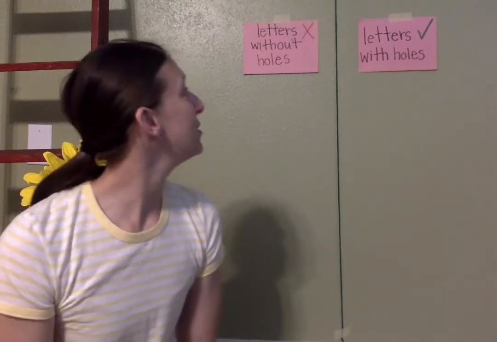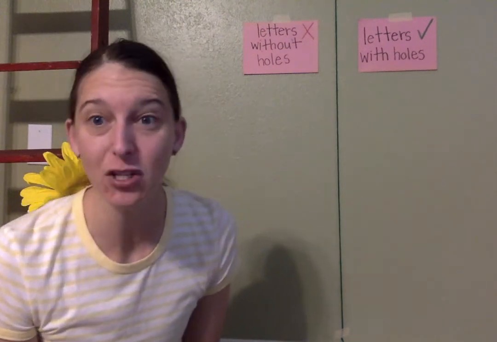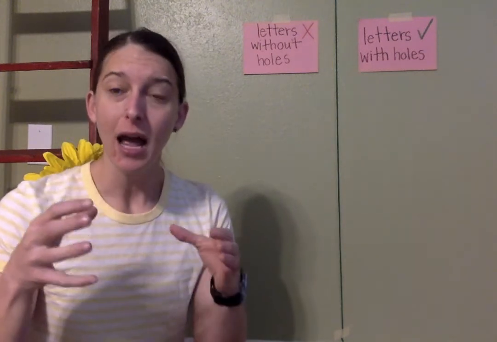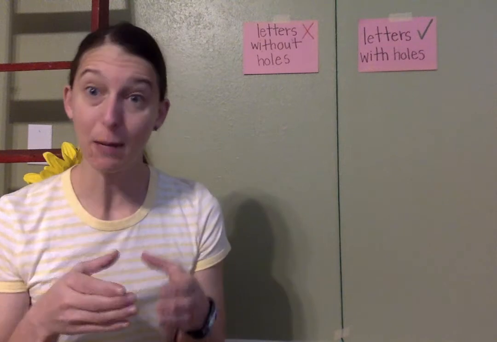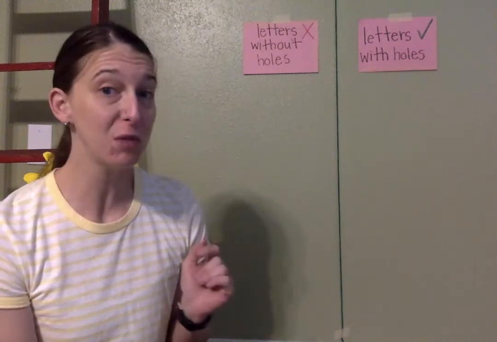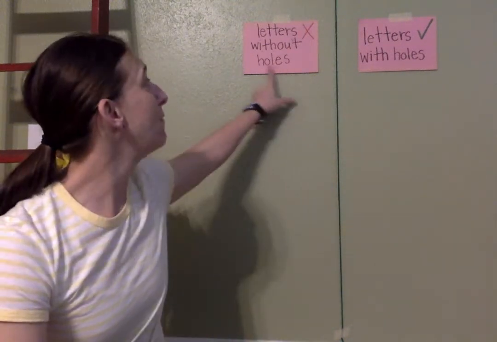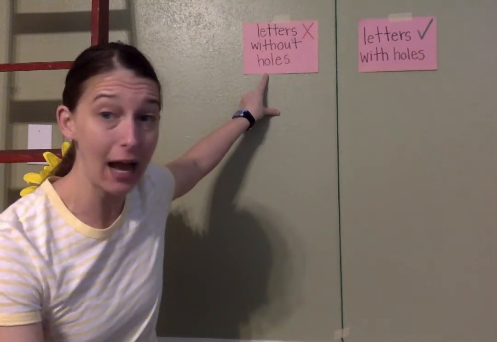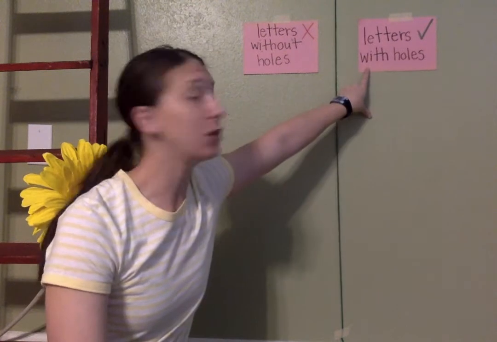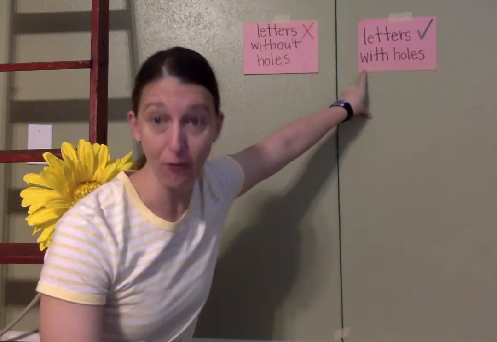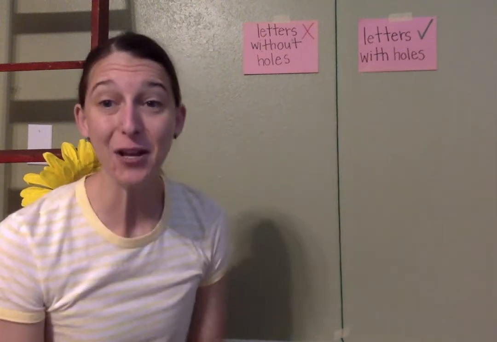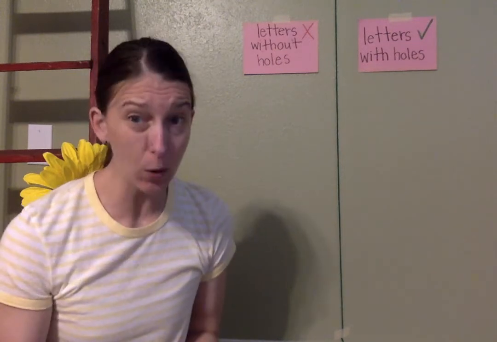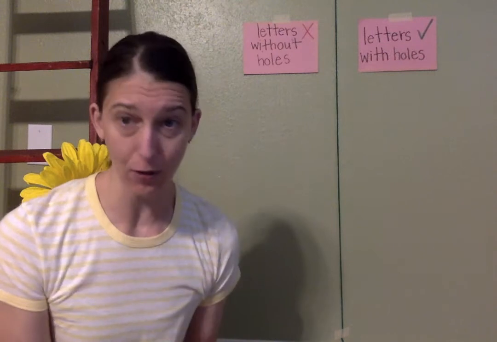We are going to be sorting letters into two groups. Sorting means you put things together by something that's the same about them. I have two groups up here on my wall: a group for letters that do not have holes, and one group of letters that do have holes in them. We're going to look at some letters and decide together if that letter has a hole in it or does not have a hole in it.